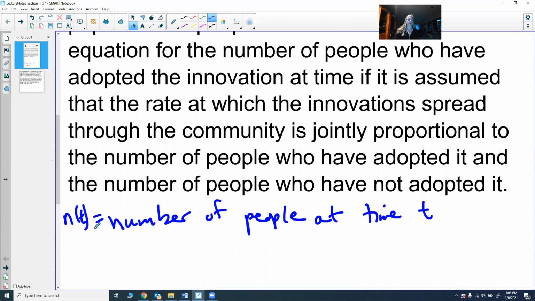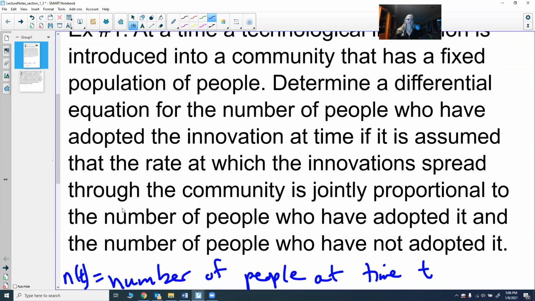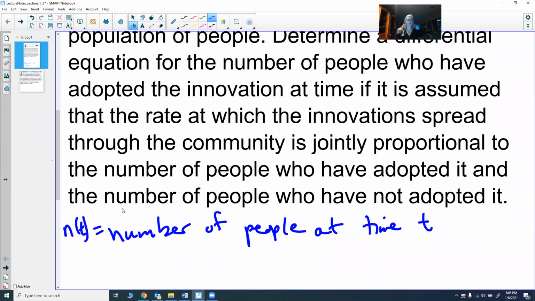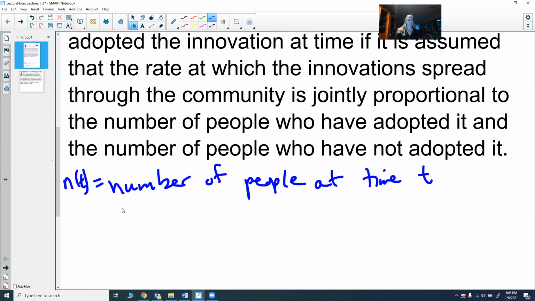Then we also have the total population. We have a fixed population. So let's give that a name. Because I like population, let's use P for population. So P is the size of the population, the size of the community, let's call it.